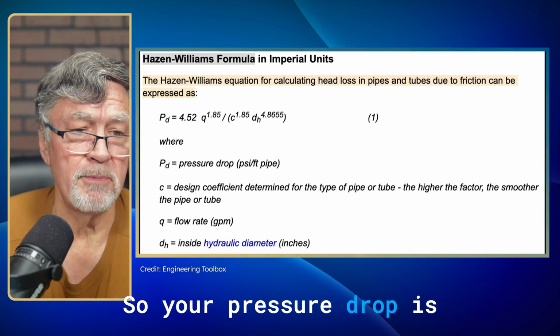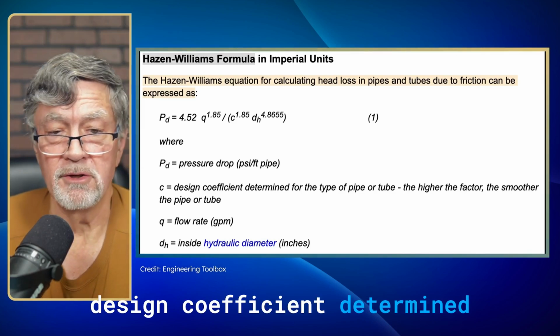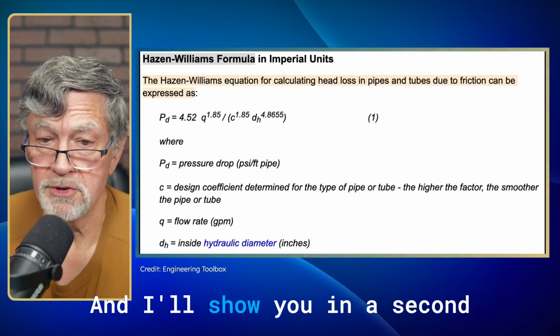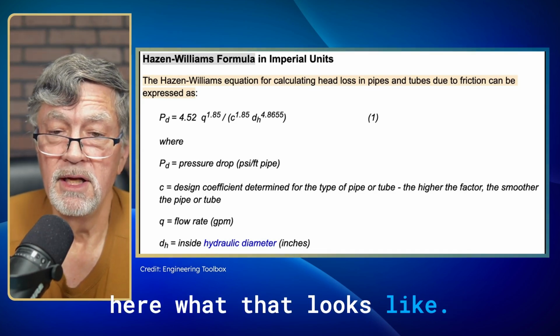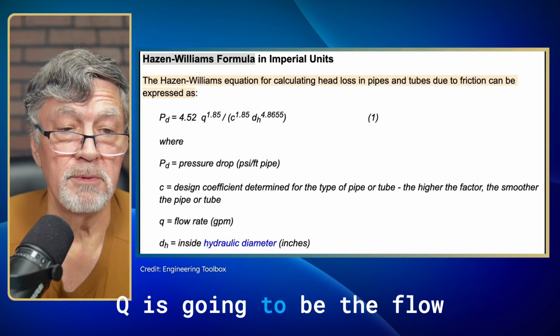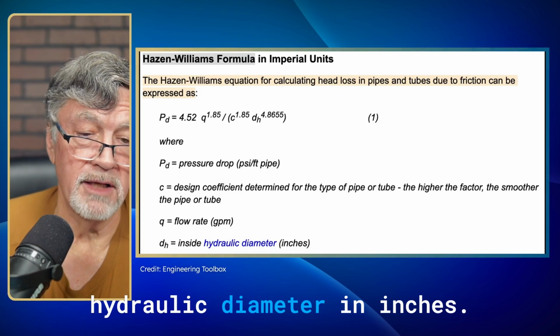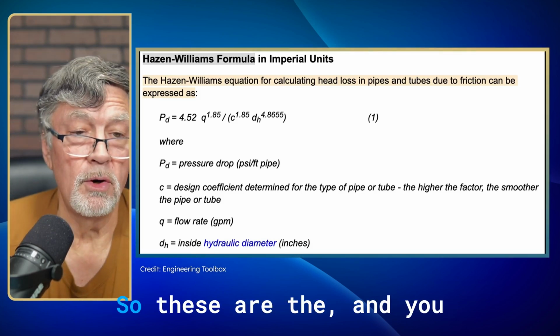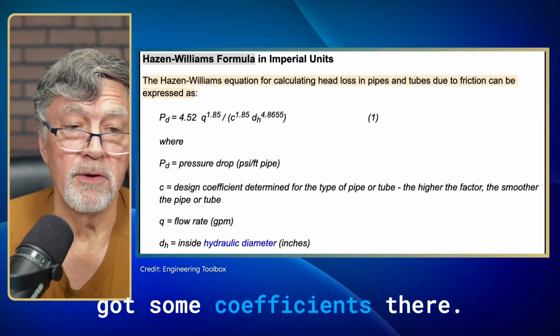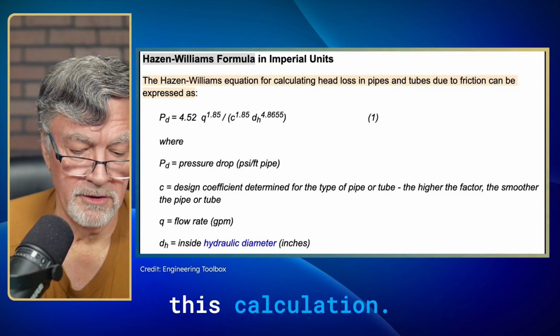So your pressure drop is that PD. C is going to be the design coefficient determined for the type of pipe or tube, and I'll show you in a second what that looks like. The higher the factor, the smoother the pipe or the tube. Q is going to be the flow rate, and DH is the inside hydraulic diameter in inches. So you've got some coefficients there. You can see that you're going to do this calculation.